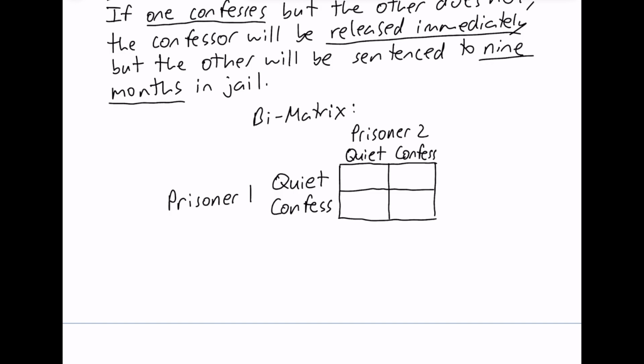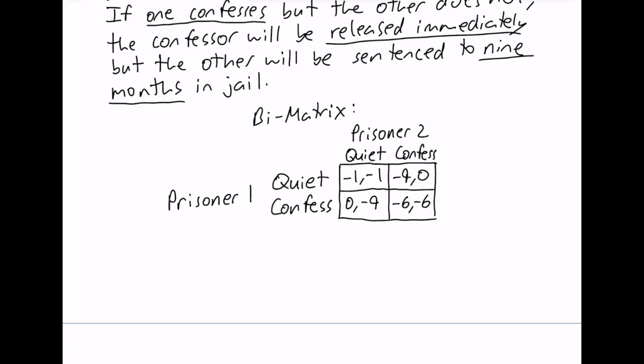Now, if both prisoners stay quiet, then they both get 1 month in jail. So their payoffs are both -1, because obviously going to jail is a bad thing, so the payoffs are going to be negative. If both confess, they both get 6 months in jail, so the payoffs are -6 and -6. If one stays quiet and the other confesses, the confessor gets 0 months and the other gets 9 months. So the payoffs are 0 and -9, and if it's the other way, then it's going to be -9 and 0.